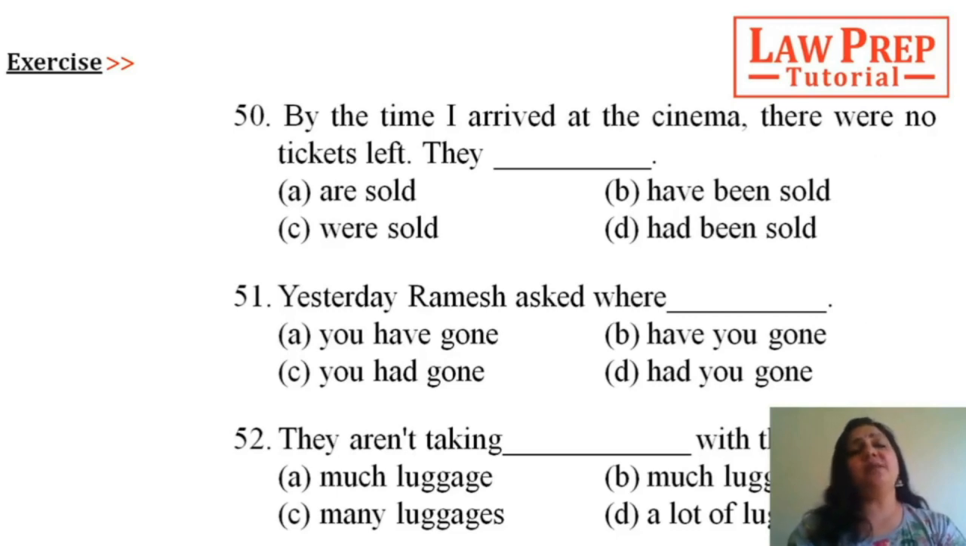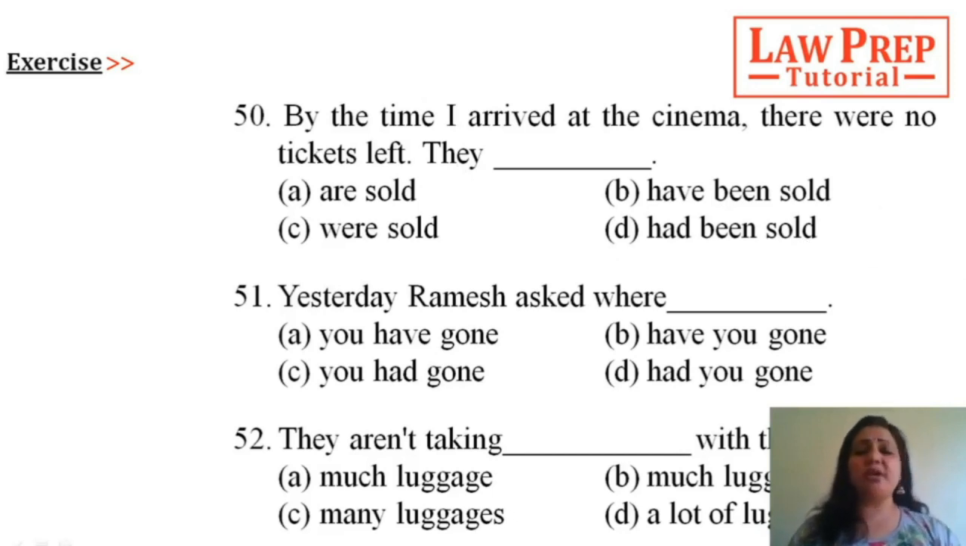Now, we have these questions, like the one we just talked about: by the time I arrived at the cinema, there were no tickets left. That means tickets had been sold. Since the action is connected with by the time, in that case, by the time I arrived at the cinema, there were no tickets left. They are sold, they were sold, they have been sold, they had been sold.